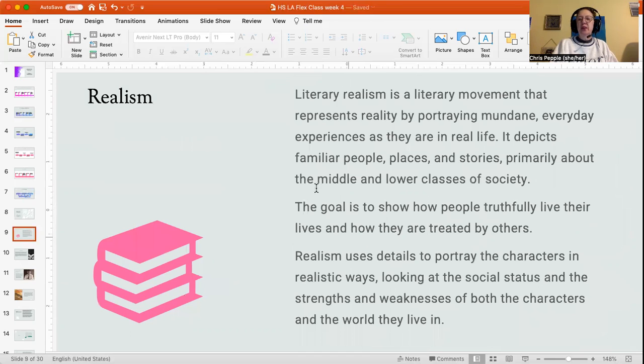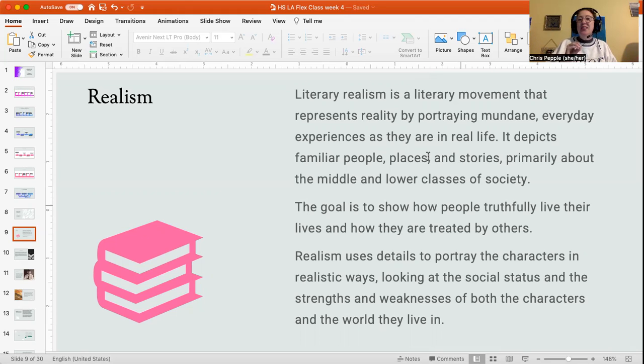Literary realism is a literary movement that represents reality by portraying just the mundane, the everyday experiences as they are in real life, what we do from day to day. It takes familiar people, places, and stories and really focuses on the middle and lower class of society. The goal is to show how people truthfully live their lives and how they're treated by others. So don't sugarcoat it. Don't show only the rich. Don't show people with the mansions and the love lives. Show how it really is from day to day when people struggle.